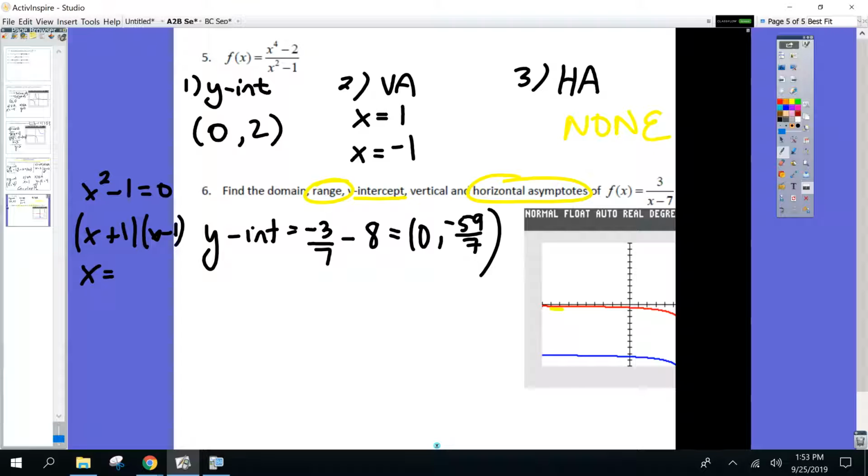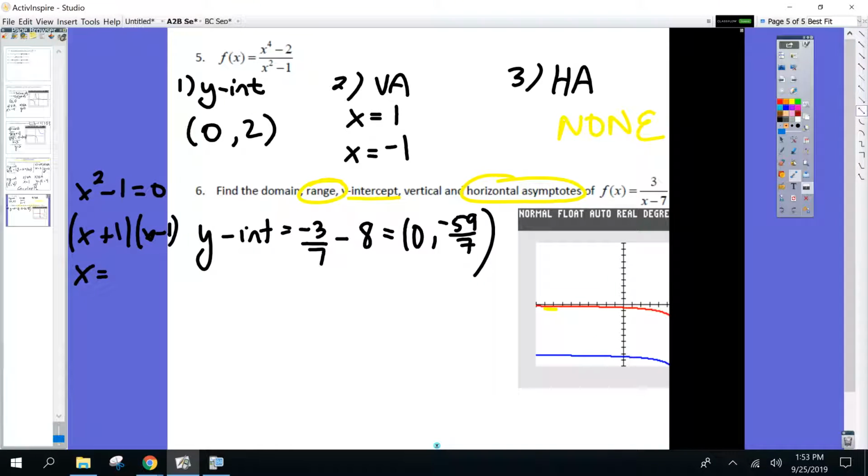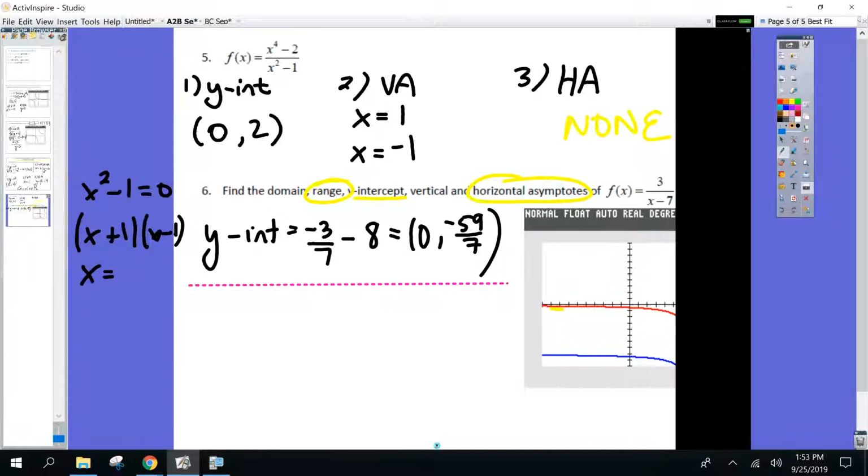What do you want to find next? It's up to you. I prefer to find the range after the horizontal asymptote, but it's your choice. Class decision? I want to do that at the end, because it's nice to know the horizontal first. Let's do the horizontal. Okay, ready for the horizontal?